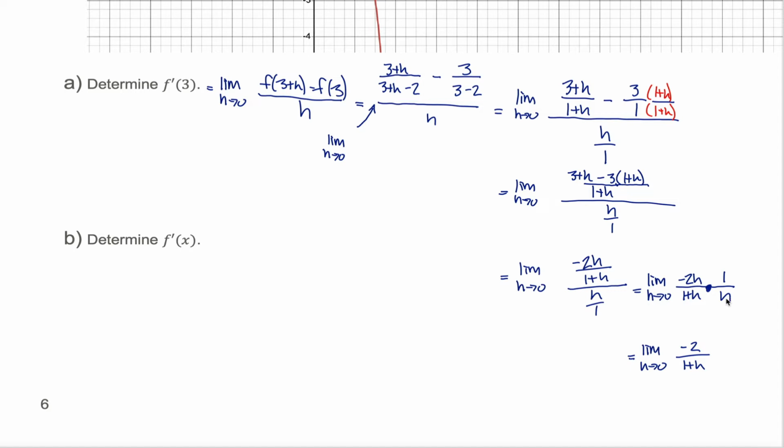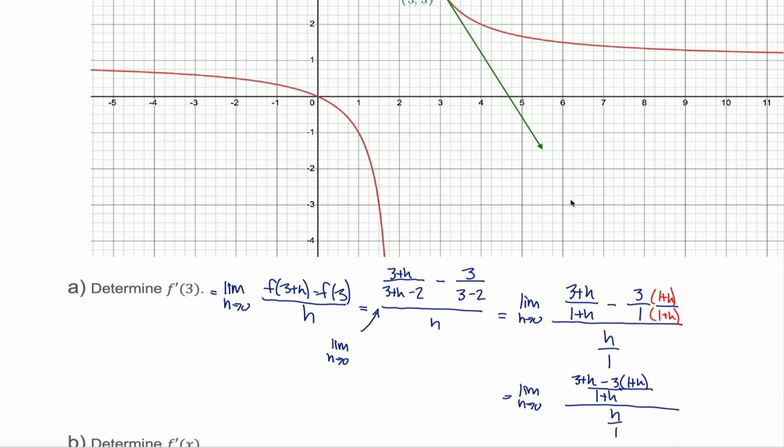What made this h bad is that if I changed all the h's into zeros to evaluate the limit, it would cause me to divide by 0. But this h does not. If I change all the h's into zeros here, I get 1 plus 0, which is not 0, it's 1. This limit is negative 2 divided by 1, in other words, negative 2.